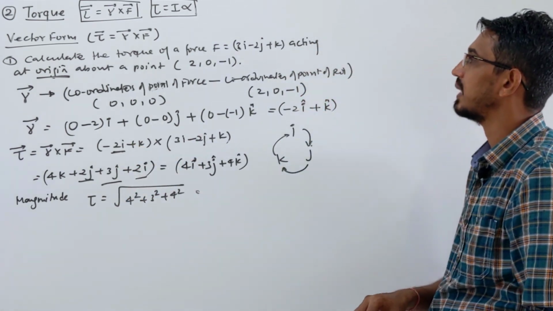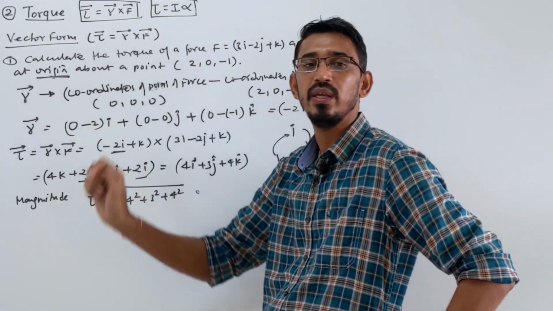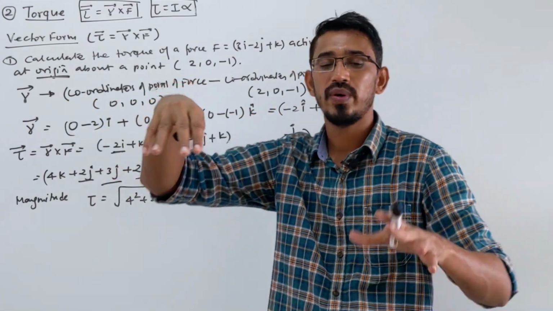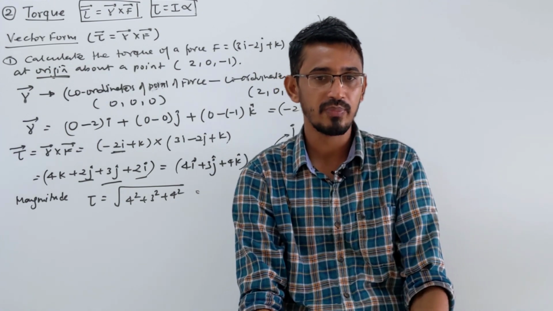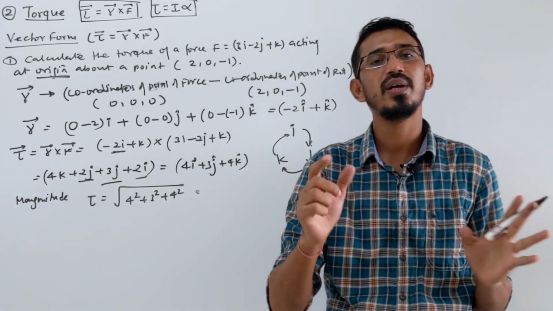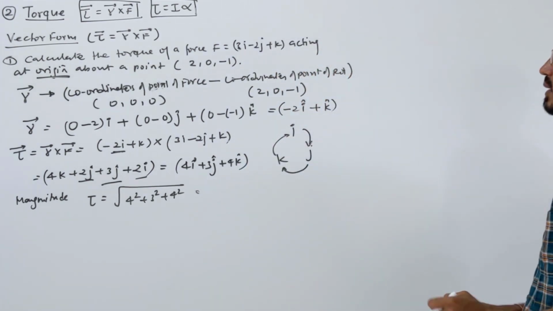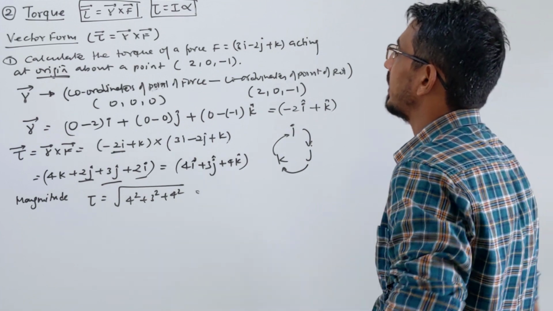So this is the first question they asked, which is on vector form, and you understood the very important point, that is what R is, okay? R is the coordinates of where the force is acting. You start from that point and go to the point about which the body is rotating, okay? So it's very important. So vector form you have done.